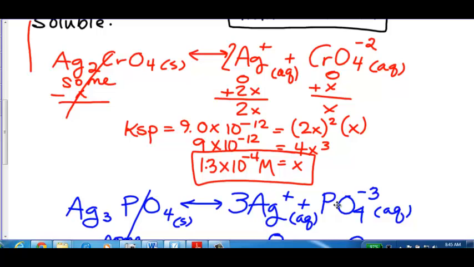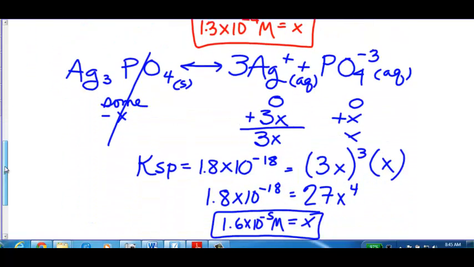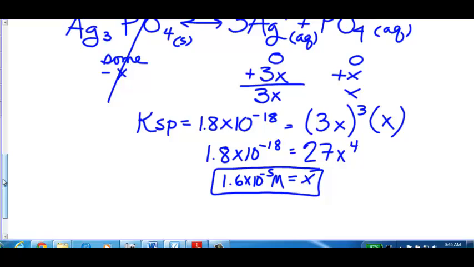All right, everybody, let's come back to this and check ourselves because we have to get an answer to the question. This is just what we needed to do in order to answer the question. So for silver chromate, I got the solubility to be 1.3 times 10 to the negative 4 molar. And for silver phosphate, I got the solubility to be 1.6 times 10 to the negative 5th molar.